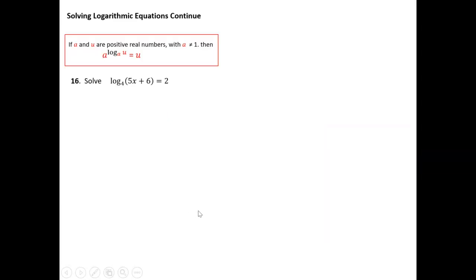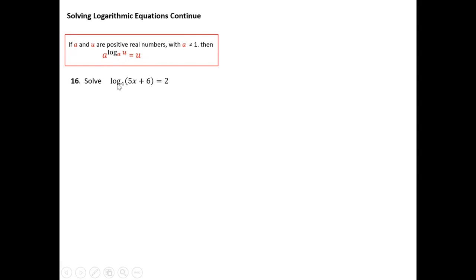Let's try one more rule here. If a and u are positive real numbers with a not equal to 1, then a to the power of log base a of u equals u, because the base a to the power of log base a cancel out, equal to 1. So we bring down the u. In other words, I'm going to do number 16 and apply the rule here.